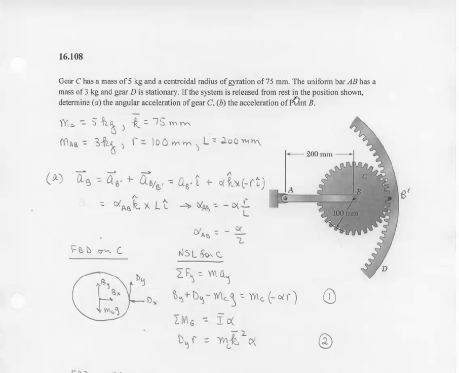If the system is released from the resting position shown, determine the angular acceleration of gear C and the acceleration of point B. I'm going to call the point in contact right here B prime, that this gear C has with the outer gear D. We're going to set the mass of C equal to 5 kilograms, k is 75 millimeters, the mass of AB is 3 kilograms, R is 100 millimeters for the radius of this gear, and capital L is 200 millimeters for the length of that rod.